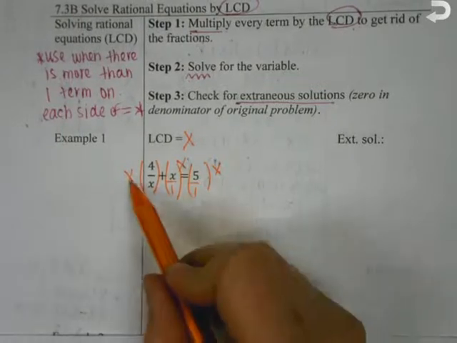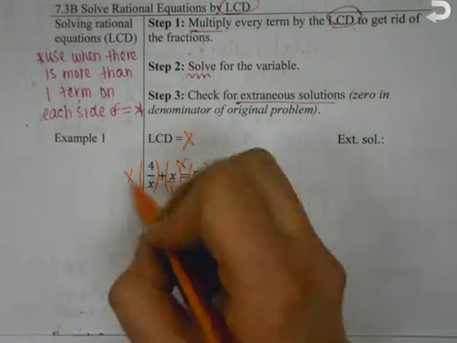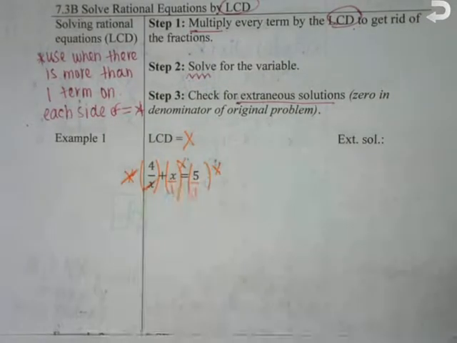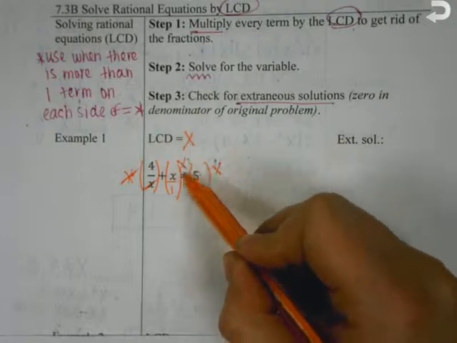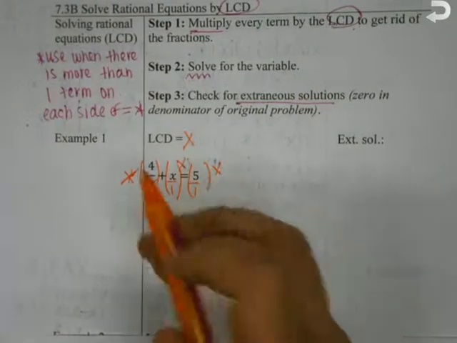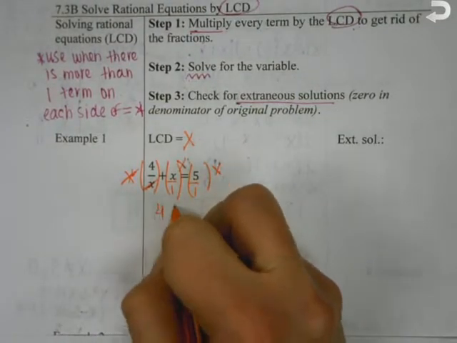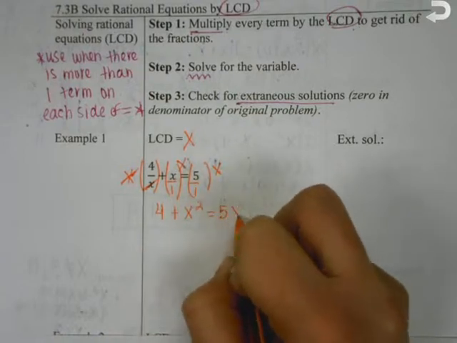X times 4 over x. Is anything reduced there? The x's. Does x and x here reduce, guys? No. How come? They're both numerators, so we're going to multiply them, not reduce them. So same thing with 5 and x. So we're going to get 4 plus x squared equals 5x.